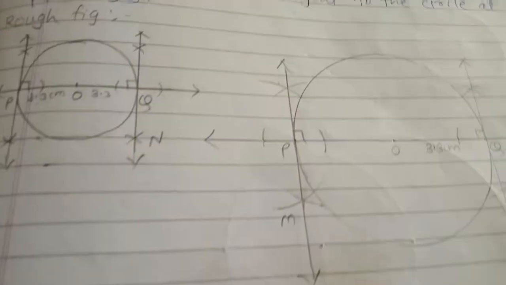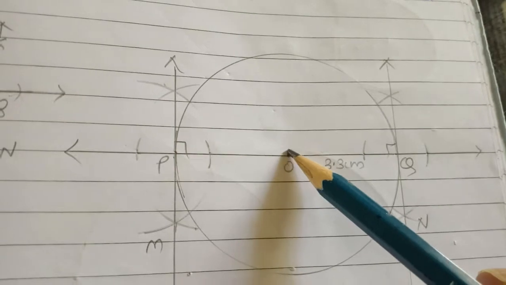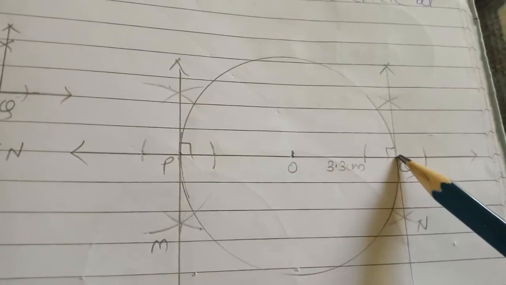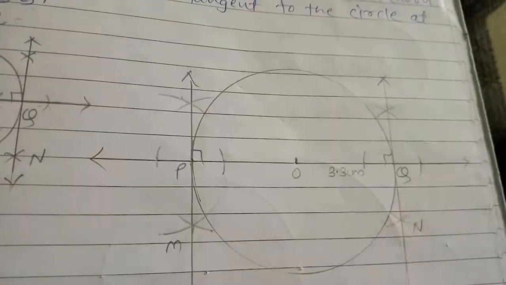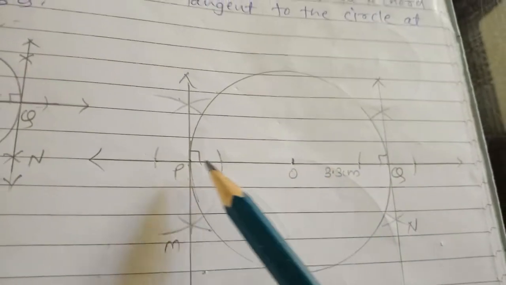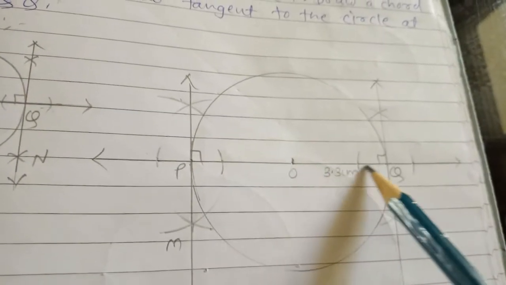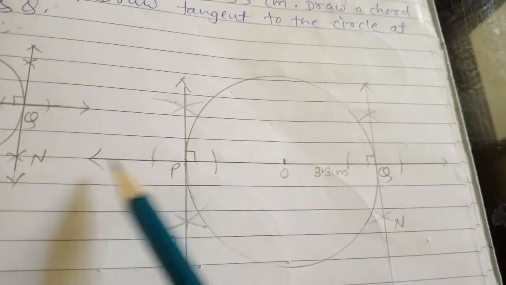So what we have to do? So this is my rough figure. First we have to draw the circle of radius 3.3. So you have to take 3.3 centimeter distance in your rounder and make a circle first. After that you have to extend this OQ line and OP line.